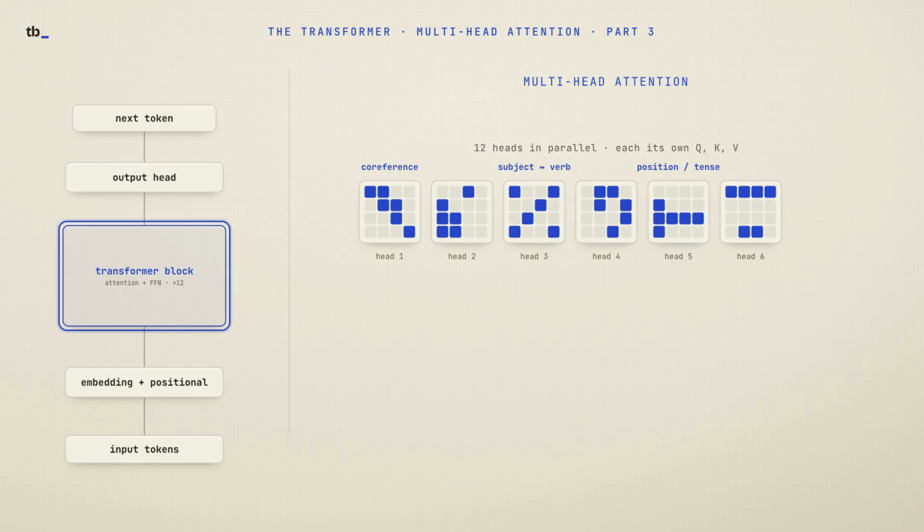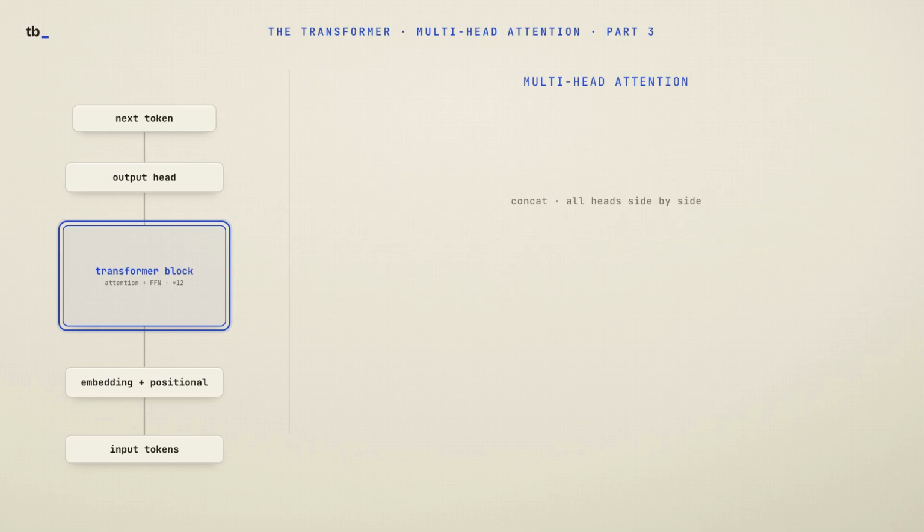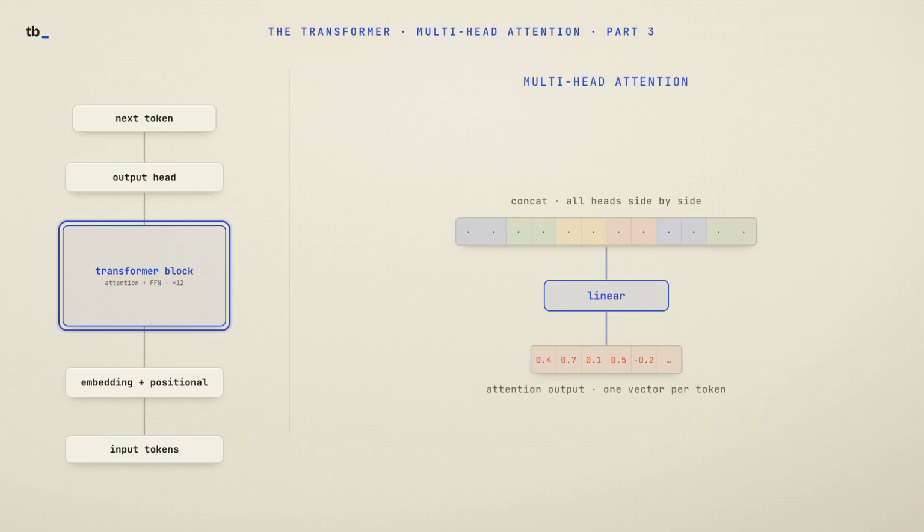They all attend at the same time, over the same tokens. Then we line up their outputs side by side and pass them through one more linear layer, mixing them back into a single vector. Many different views of the sentence, combined into one.